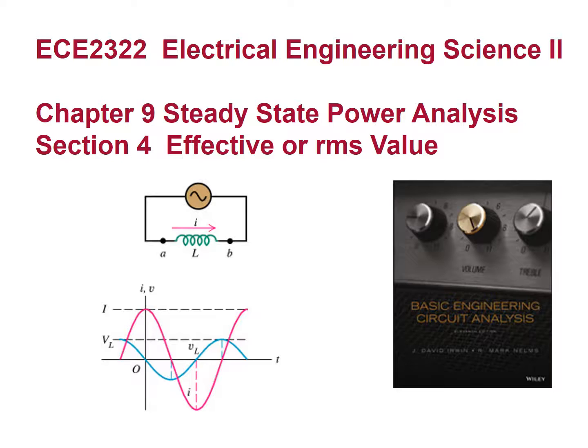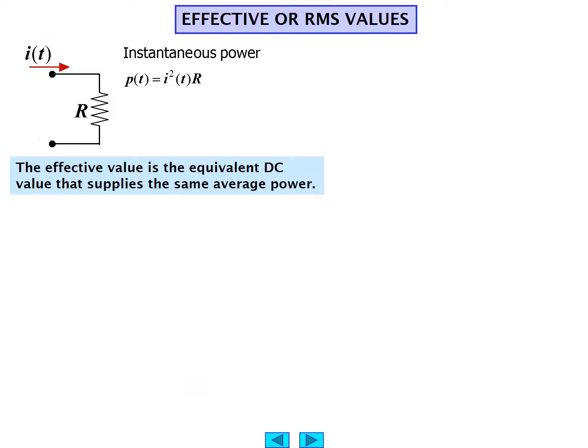Section 4, effective or RMS value. RMS stands for root mean square. The effective value that we would have for steady-state AC analysis is equivalent to the DC value that supplies the same average power. So instantaneous power, p of t, as we saw, is the current squared times the resistance. That's one formulation for it.